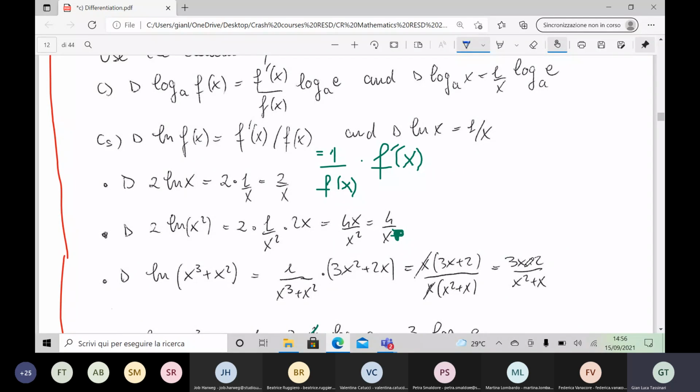Obviously, if you want, you can even write 3x plus 2 over, collecting again x, x times x plus 1, but you can stop here. But if you want, it's still correct, okay? If you want to further decompose this and factorize it into the product between x and x plus 1.